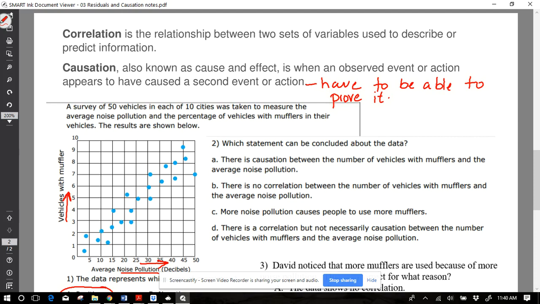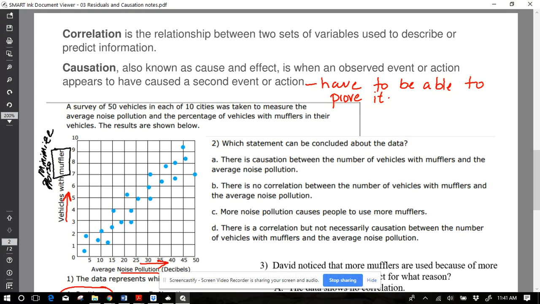Okay. So which statement can be concluded about the data? There is causation between the number of vehicles with mufflers and the average noise pollution. Can we prove that when there is more noise pollution, there are more vehicles with mufflers? There's lots of reasons that people get mufflers. Just in case we don't all know, a muffler is a piece of equipment that you put on your car that helps to minimize noise. That's its purpose, or at least one of them. So minimizing noise.